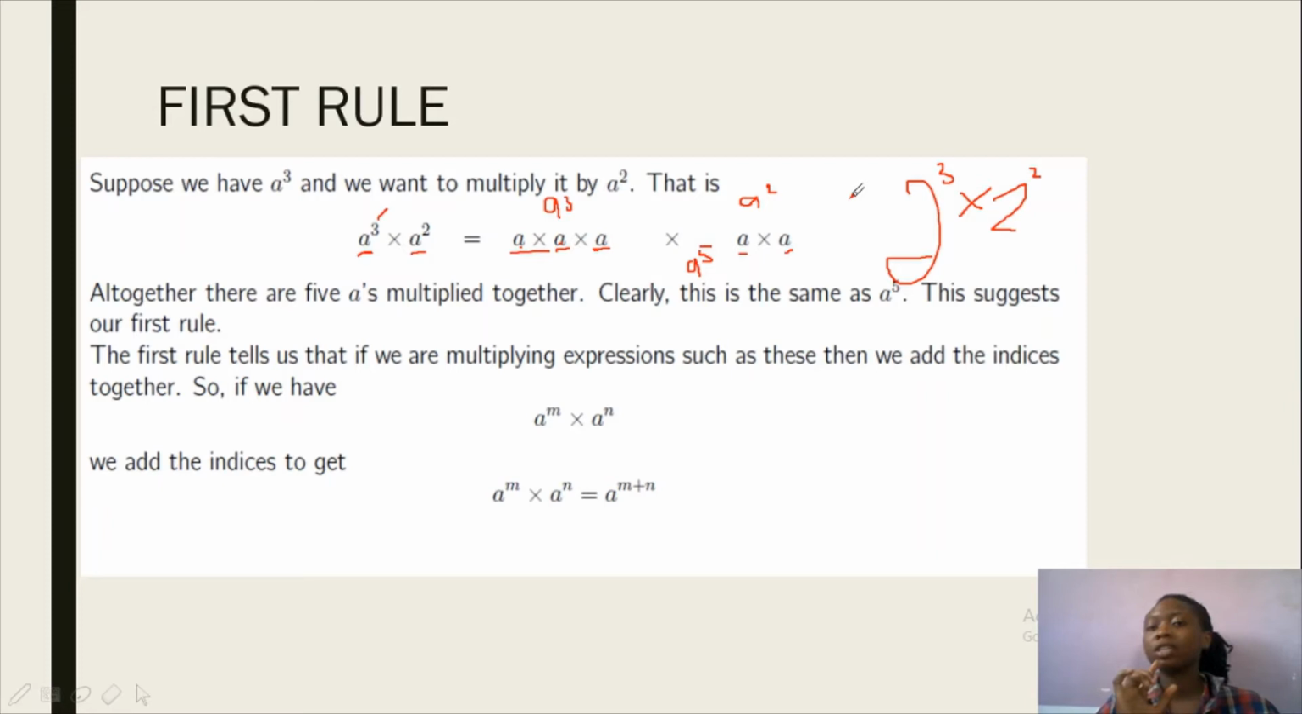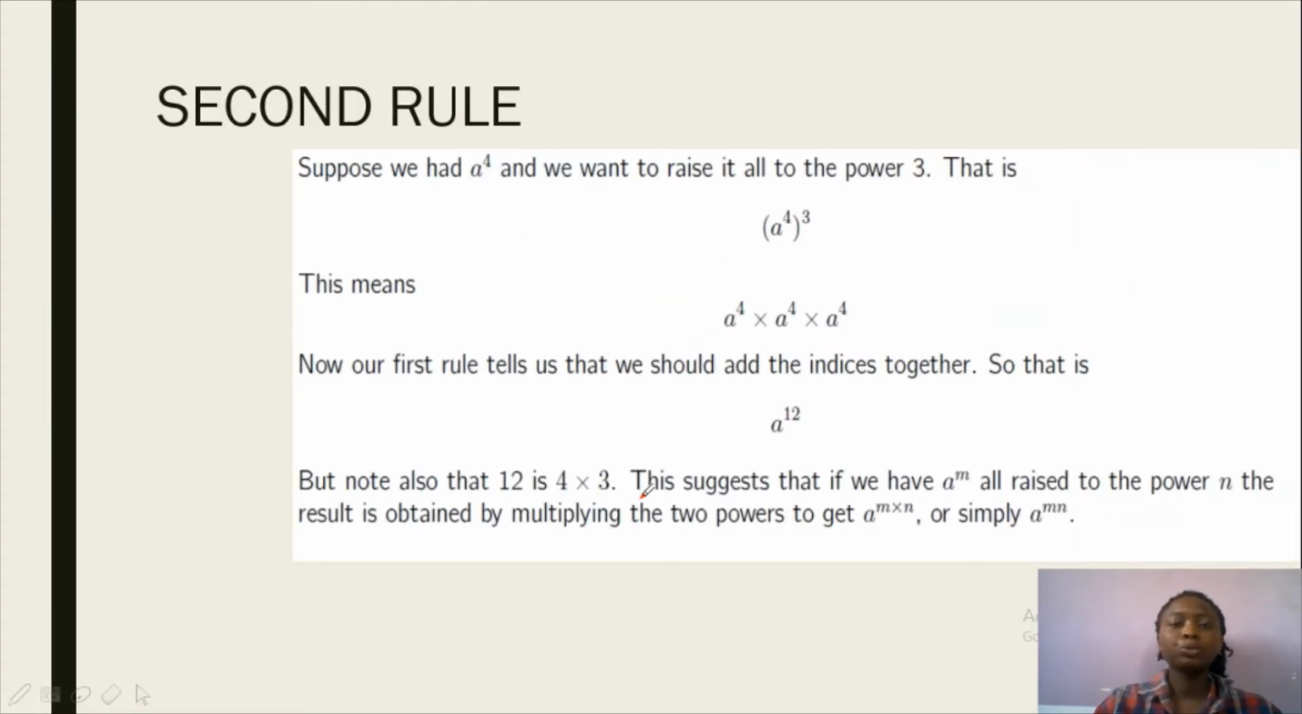If you have something like A raised to the power 15 times A raised to the power 10, it's too long for us to start counting 15 A's and 10 A's and adding everything together. So the easiest way is to just maintain one of the A, then add 10 plus 15 to give us 25. So we'll apply the same thing here. We'll just take one of the A's, take the exponent, and then add them because they are multiplying. Because they are multiplying, we add. Fine. Now let's go to the second rule.